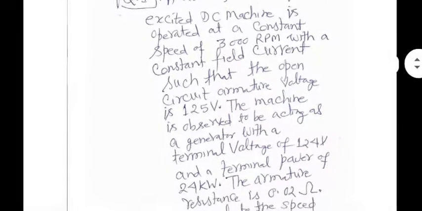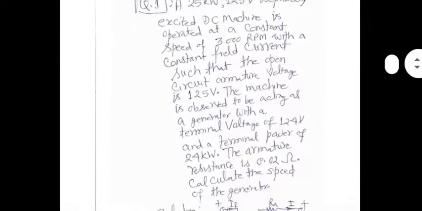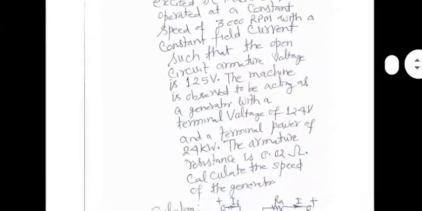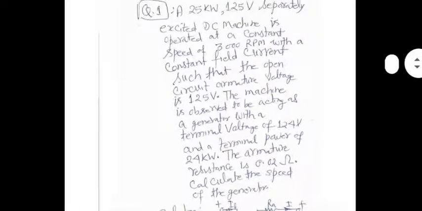Okay, yeah, now they are telling you, with a terminal voltage of 124 volt. So I guess back EMF is 125 volt and actual voltage out is 124 volt. And the terminal power, that means load power is 24 kilowatt. So load current can be easily calculated by dividing 24,000 with 124. The armature resistance is 0.02 ohm. Calculate the speed of the generator. Okay, that's the question.